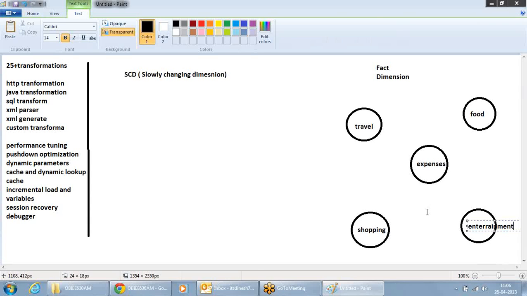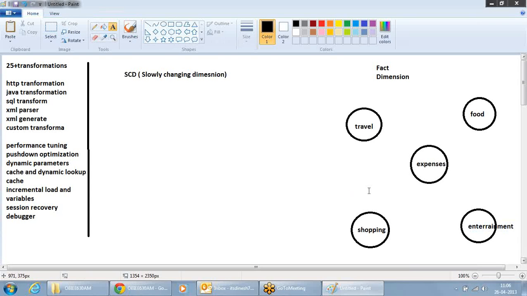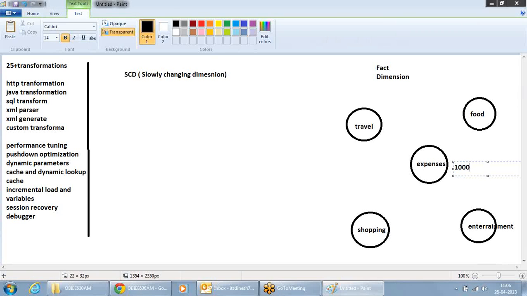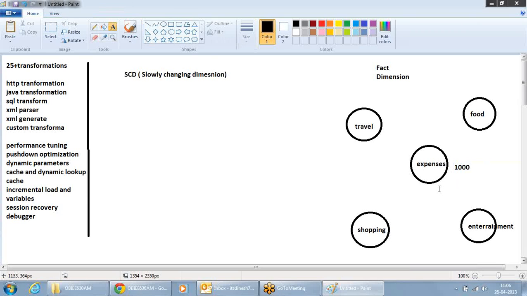So in a sense, what you try to do is organize your expenses into multiple groups. Which means if your expense is £1,000, you would like to analyze your expenses from different perspectives. What is the money that I spent on travel? What is the money that I spent on food? What is the money that I spent on entertainment? What is the money that I spent on shopping? Which means out of these £1,000, what is the share of each and everything?